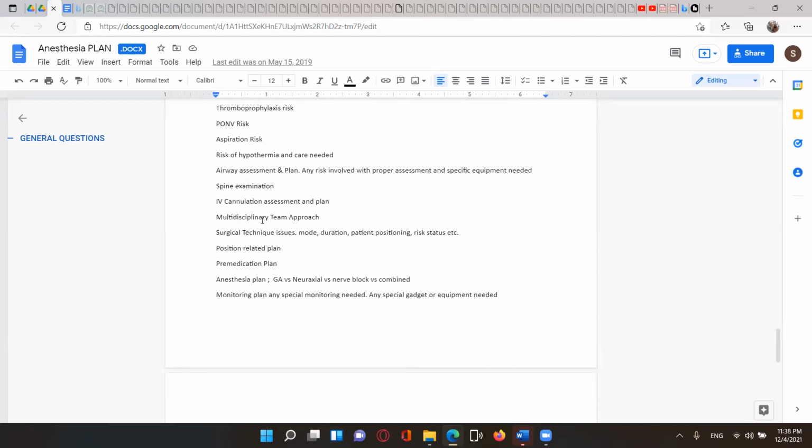So, multidisciplinary team approach. For every patient, you have to try to accommodate different teams. You should know the different teams. And we did not discuss premedication. Premedication related to anxiety, premedication related to secretions, premedication related to management of insulin. This is also coming in the premed.